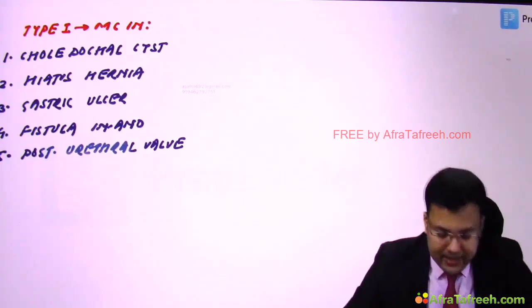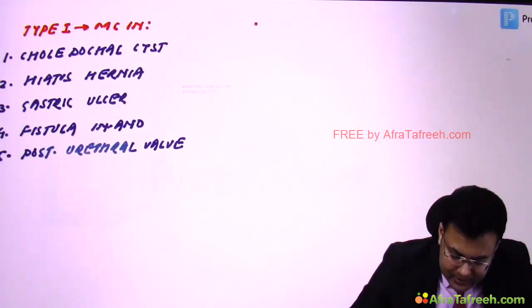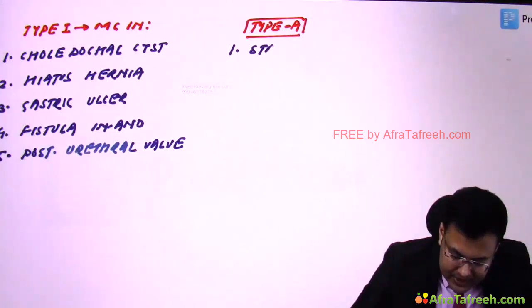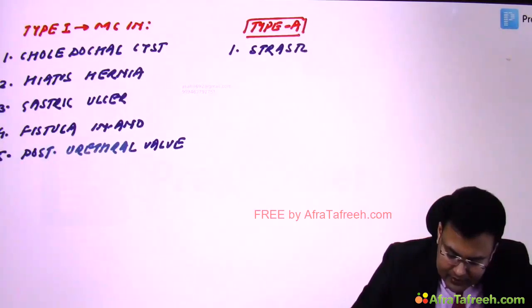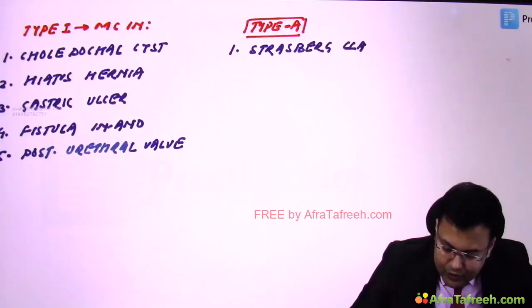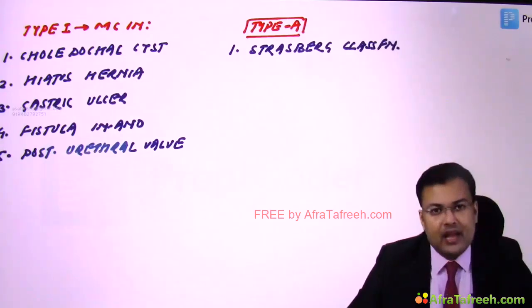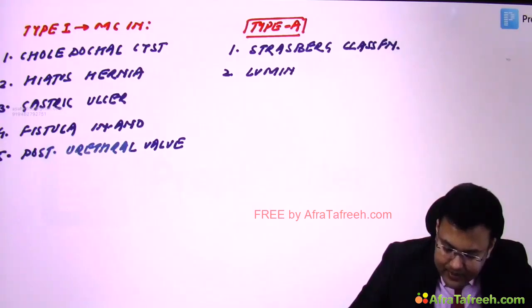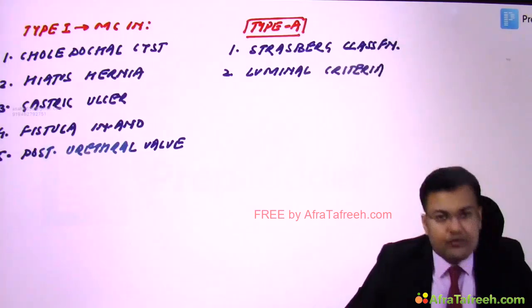Now see type A. Type A is most common in the Strasbourg classification of laparoscopic bile duct injuries and in the luminal criteria for breast cancer.